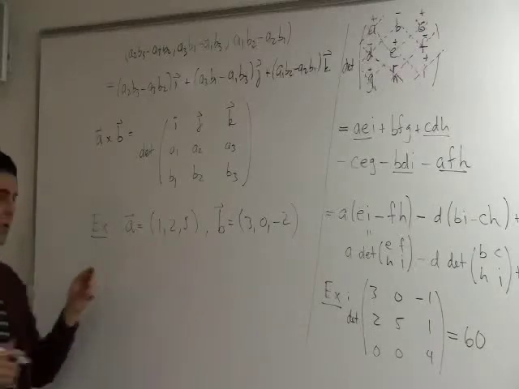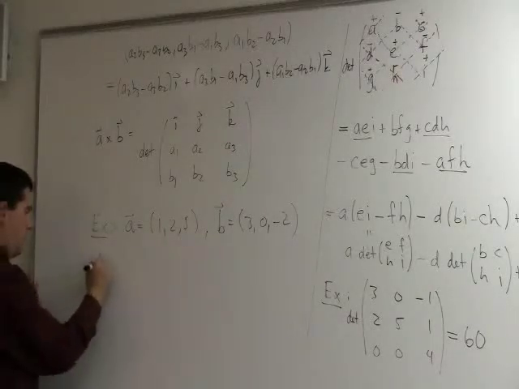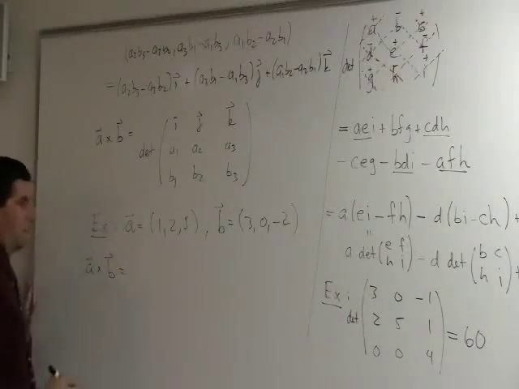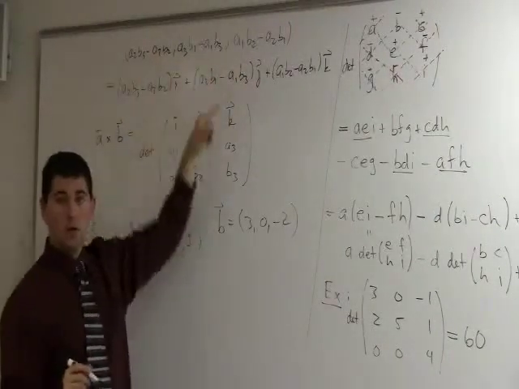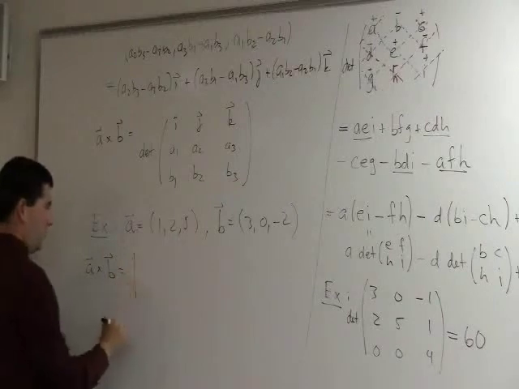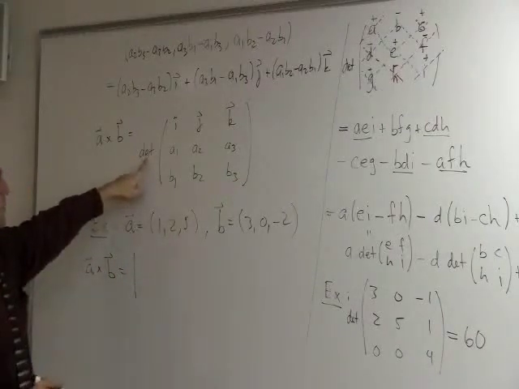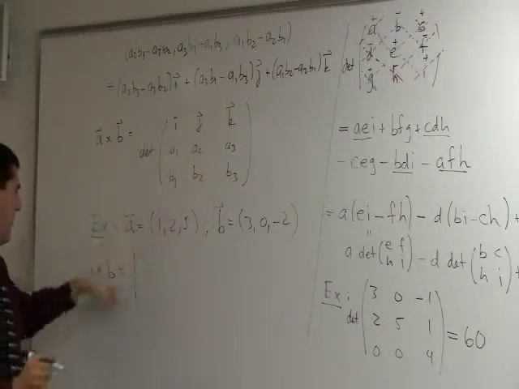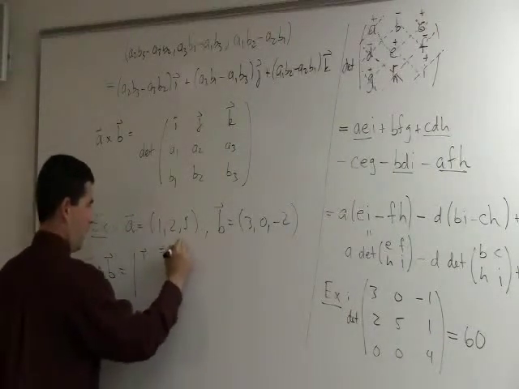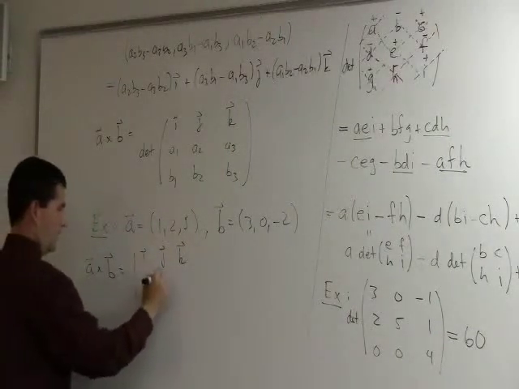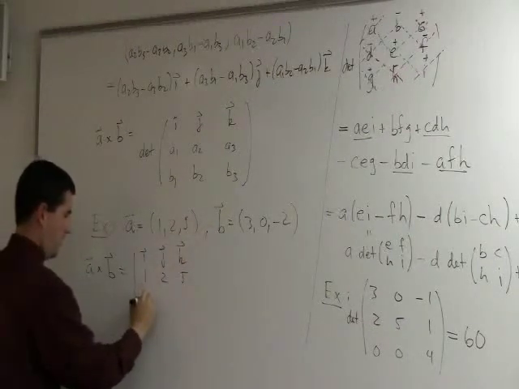Okay. So let's just do a quick example. 1, 2, 5, and 3, 0, minus 2. If you want to compute the cross product of these two vectors, you could use this formula to compute it, or you could set up the determinant. Let me switch from this determinant notation to just the absolute value notation. It's a little faster. I just put A in the middle row and B on the last row.